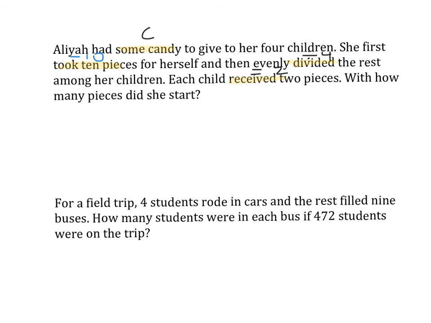Okay, so let's go back and rewrite this all to figure out how many pieces she started with. She had some candy, which we agreed was C. We can call it any letter that we want. It's just a variable. And she first took 10 pieces, so we're taking C minus 10 for herself, and then evenly divided the rest among her children. So we're taking that number, C minus 10, and dividing that whole thing by 4. And then each child receives 2 pieces, so we know that that is equal to 2. So there's our equation that we wrote, and now we can solve it to figure out how much she started with. So we'll draw on our railroad tracks.